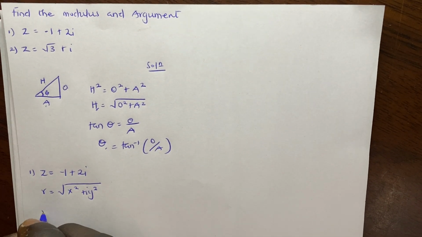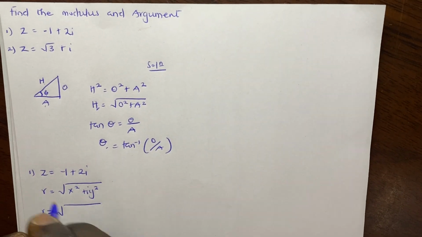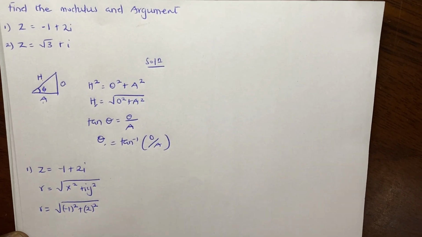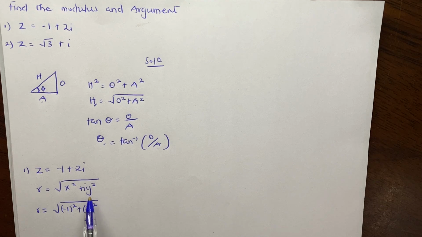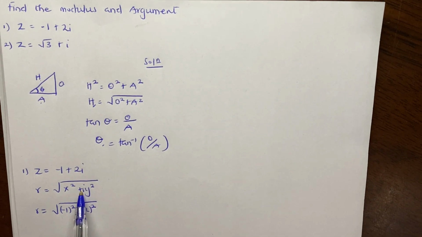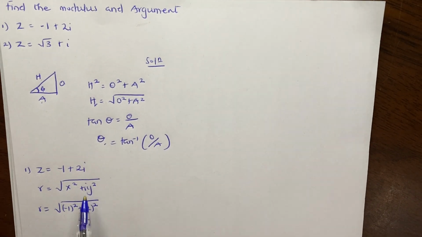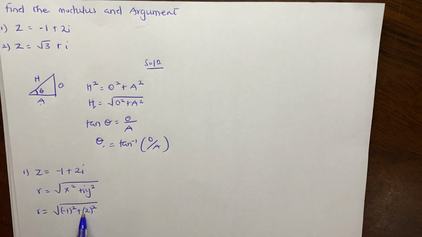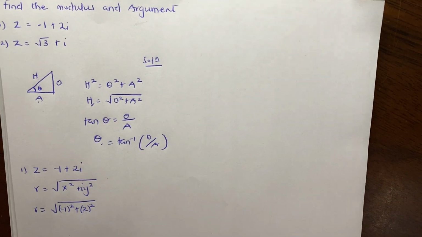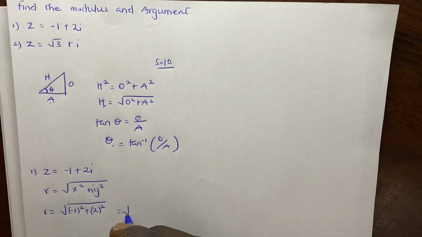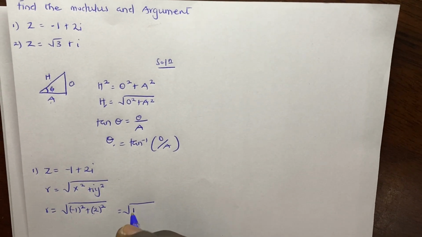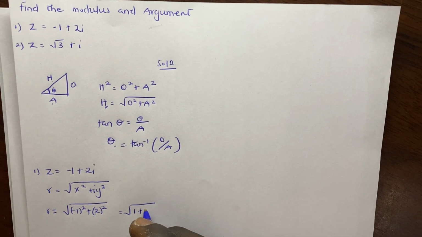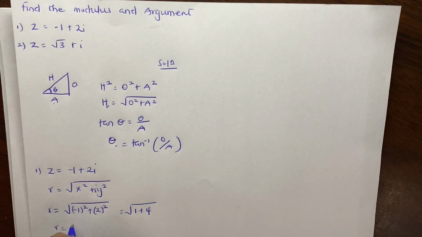So here we can say that our modulus r is equal to root of minus 1 squared plus 2 squared. Now you would ask why we didn't bring the i here. So this i is just showing us that this is the imaginary part. But then when we are finding the modulus of it, we don't bring the i. So here we can see that minus 1 squared is 1 and 2 squared is 4. So r is equal to root of 5.